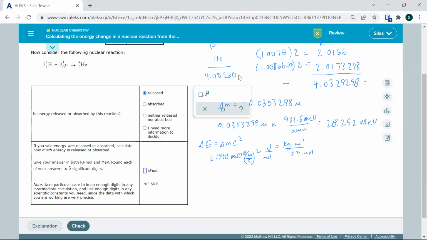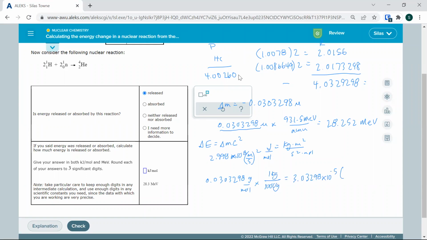And so we need kilograms per mole. Well, how do we get this? Well, we learned last term that AMU can also be seen as grams per mole, right? So AMU is 1 atom, 0.0303298 grams per mole. If you have a mole of atoms, it's that many grams. But we need kilograms, so we're going to convert using 1,000 grams per kilogram. We get 3.03298 times 10 to the negative 5th.